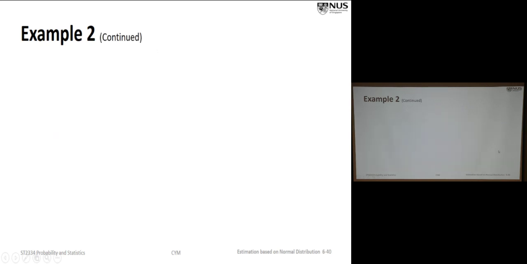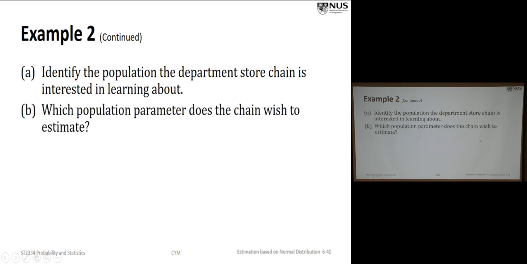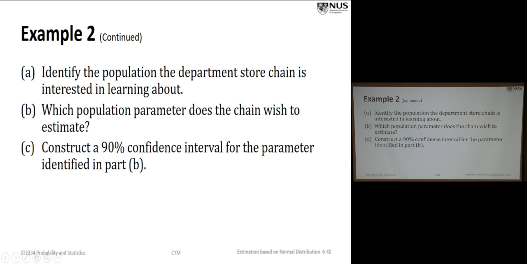So we are asked, identify the population the departmental store chain is interested in learning about. What's the population? And which population parameter are we interested in or wish to estimate? And construct a confidence interval for the parameter in part B.